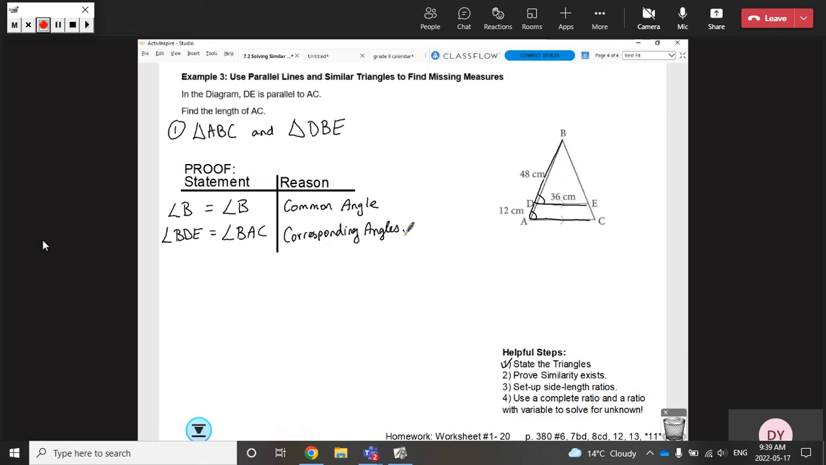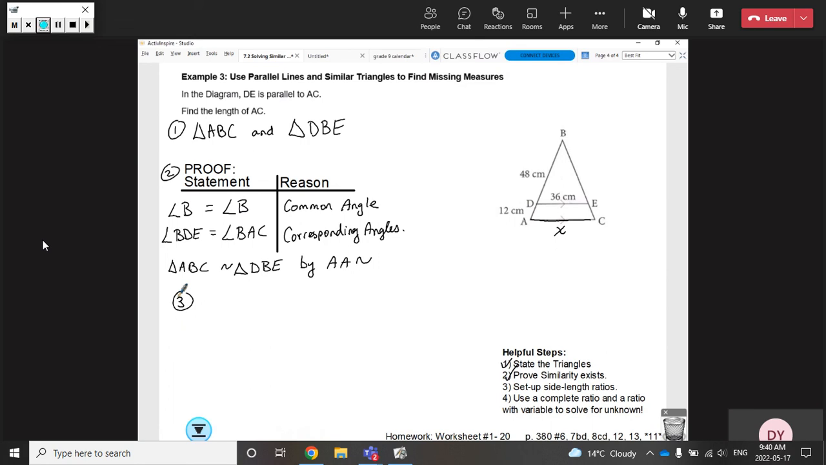Proof similarity exists, absolutely. So because of that, we can say triangle ABC is similar to triangle DBE by angle-angle similarity. It's almost like here's our statement, and here's our proof, or our reason. Okay, we are looking for the length of AC for the bottom. This one. So we're going to set up step 3. So this is step 2, step 3, setting up our corresponding side length ratios.